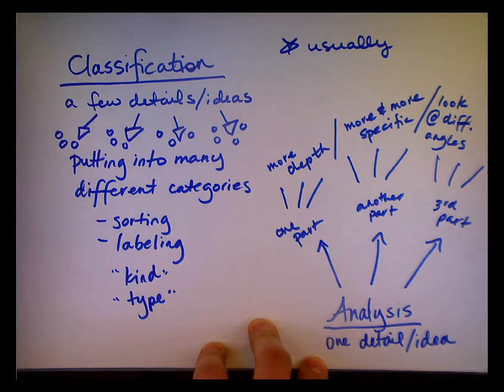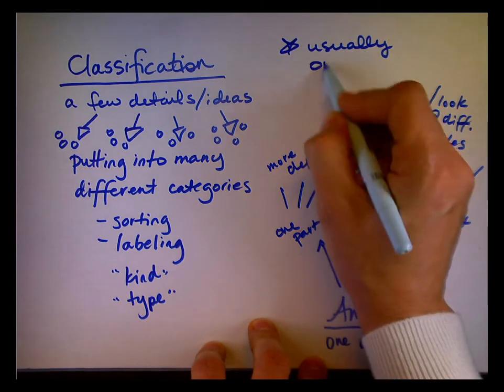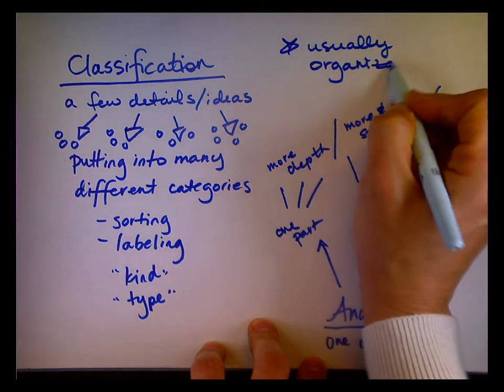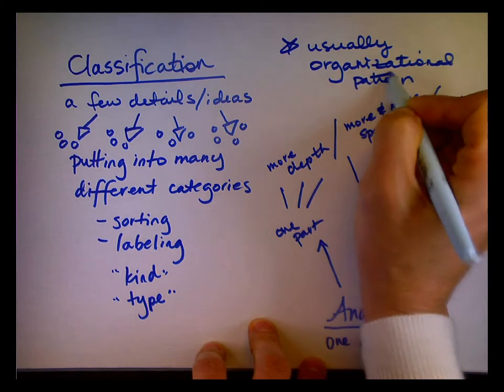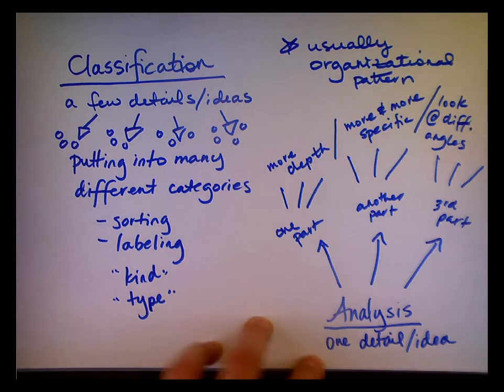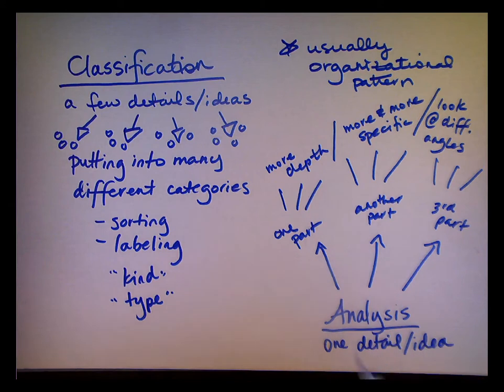Classification and analysis are usually not for relationships within or relationships between. They're usually for organizational pattern. Because as you can see, you need a lot of information. You need a bunch of stuff to put into the categories, or you need a lot of details about that one big thing that's being broken down.